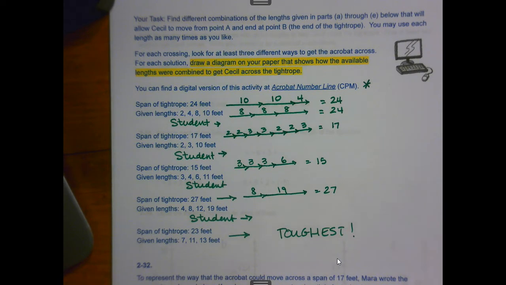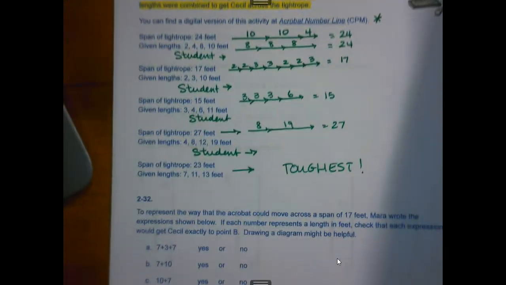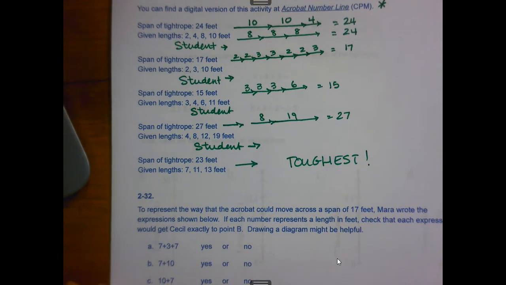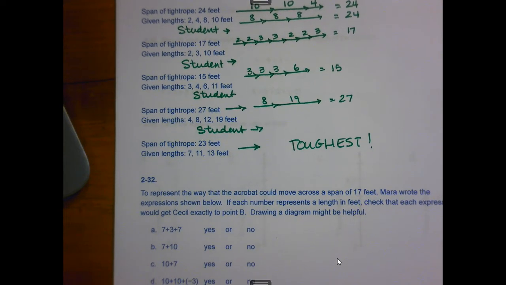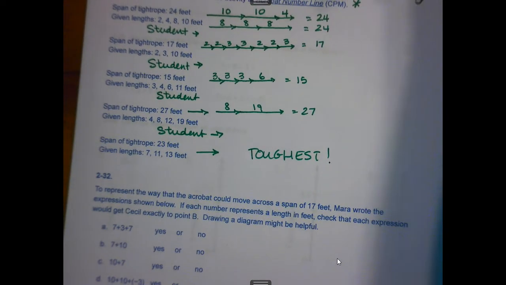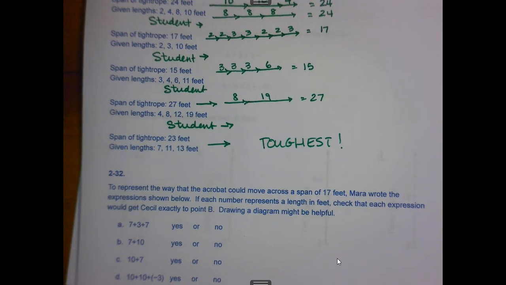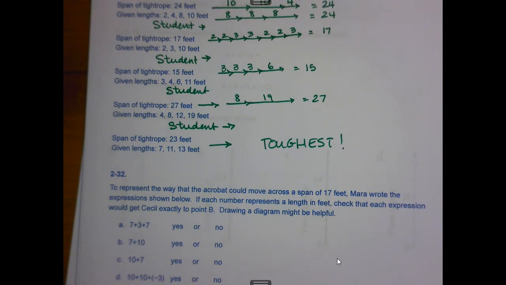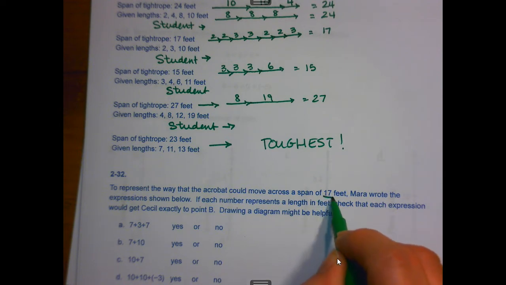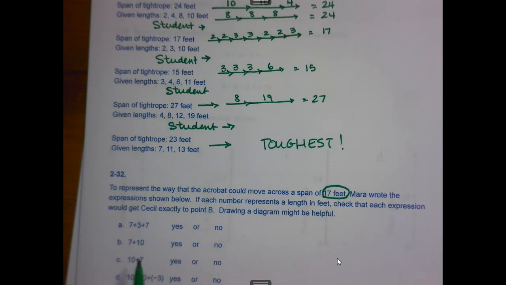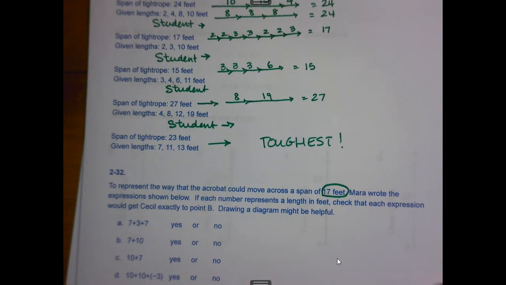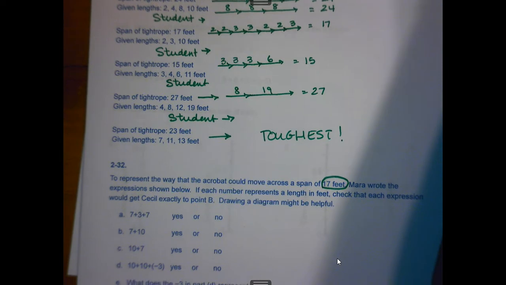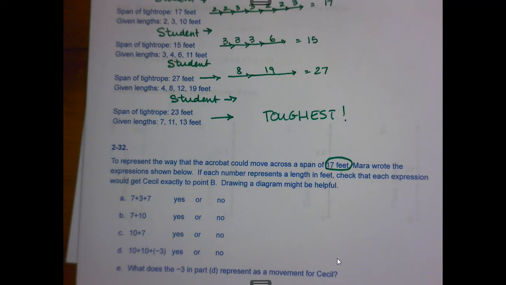And now let's take a look at the next problem. In this problem, we've got a person named Mara, and Mara wrote the expressions below. And the expressions that she wrote are all around about the answer of 17 feet. So if she can get Cecil to point B in this number of steps, we're going to say yes, so circle yes, and if not, we are going to circle no.